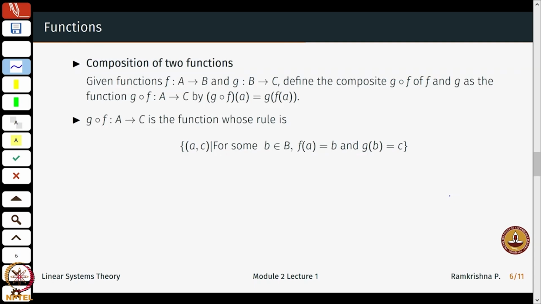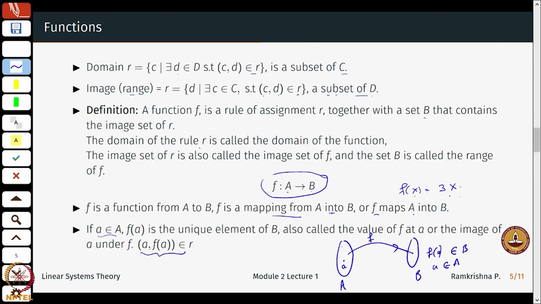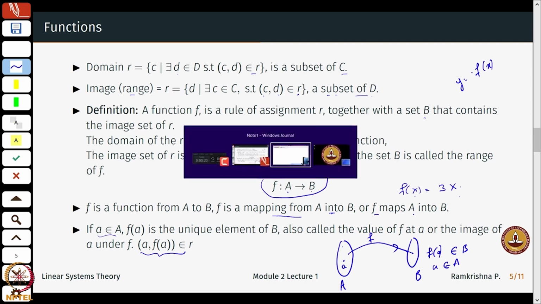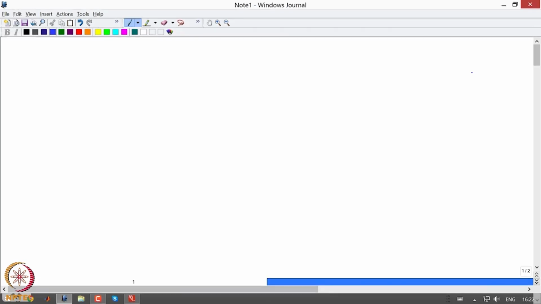Okay. What is interesting, before we go to composition, is that whenever I just say a function f of x, it is by definition not complete. If I just say y equals f of x, I need to really specify the domain and the range. So let us quickly do some examples.